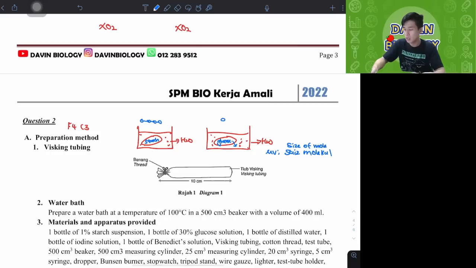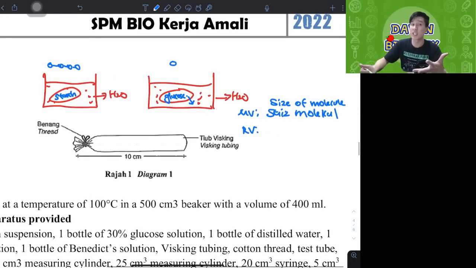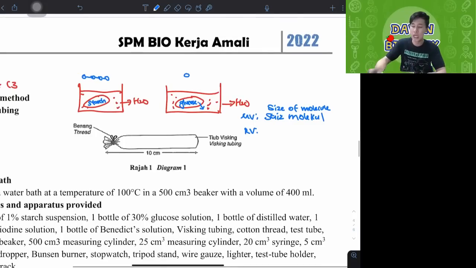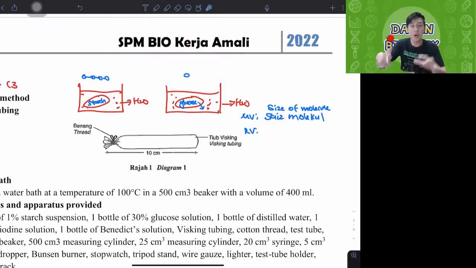Okay, now your responding variable is like this. So for your responding variable, you need to know how to carry out the experiment, then only you know your responding variable. So for kanji here, I will put the water here, right? Okay, let's say I will soak this around 15 minutes like that. 15 minutes later, I will take out the water from here. Now for kanji, I will mix with iodine.